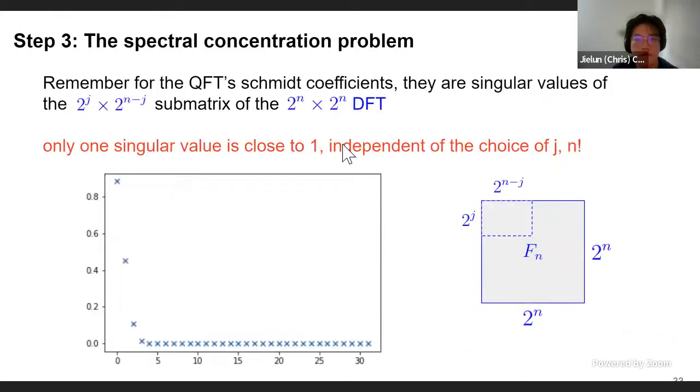Remember, for our quantum Fourier transform, we always have a 2 to the power of j times 2 to the power of n minus j submatrix, which means that only one singular value is actually close to 1. And it's independent of the choice of j and n, because when we multiply the number of rows and columns together, we get 2 to the power of n, and if we divide by 2 to the power of n, we get 1. So for any j and n, only a single value is close to 1. So we see this exponential decay immediately. That's the reason that in our bound, there's no dependence on j and n at all.